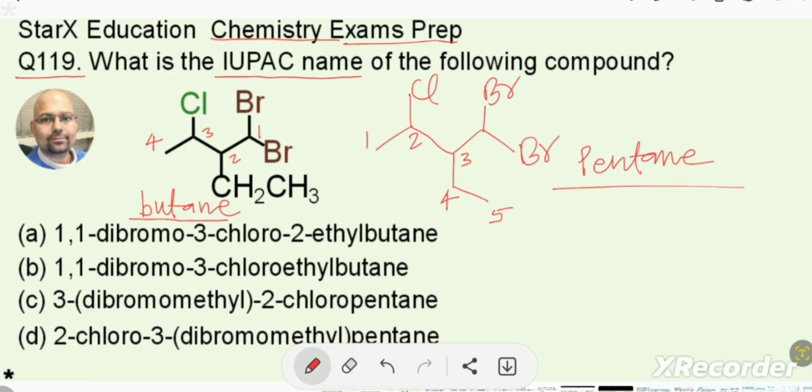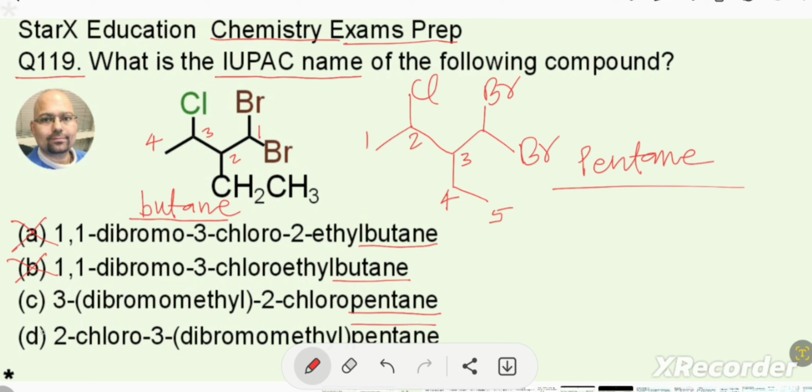Now let's have a look at our choices and see which one is the correct choice here. Choice A is incorrect because it does not have the longest carbon chain. It has a 4 carbon chain. Choice B is also incorrect because it again has a 4 carbon chain. Now choices C and D are the choices where there is a 5 carbon long chain, so that is okay.